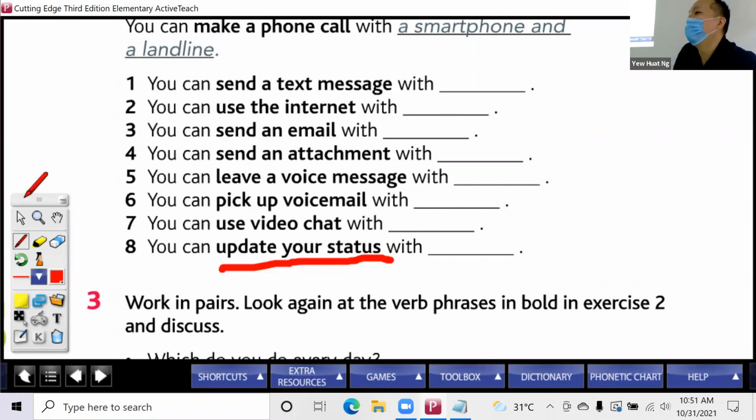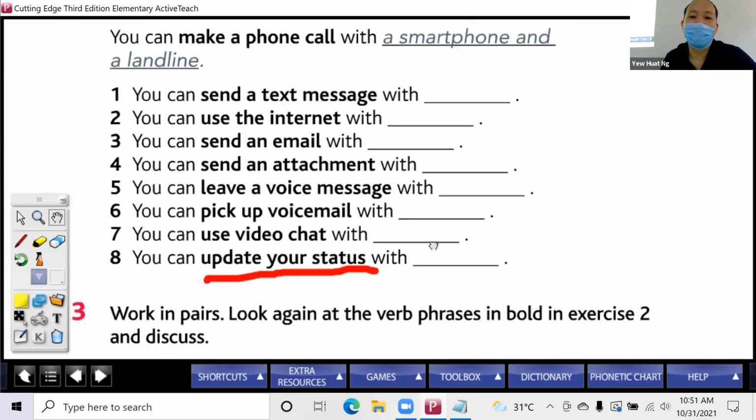So status will be single, married, divorced, studying now. Okay. Yeah. So I think the next part is very simple.